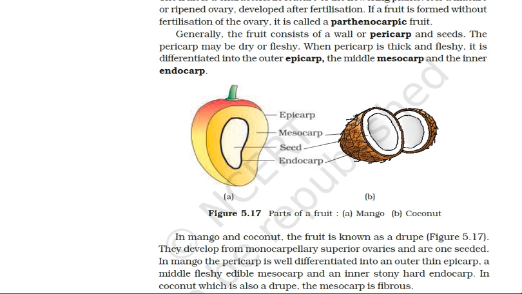In mango, the mesocarp is fleshy, and this fleshy mesocarp is the edible part. In coconut, the mesocarp is fibrous, and the seed with oily endosperm is edible.